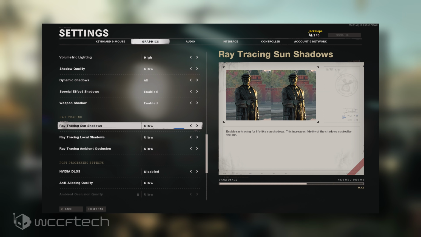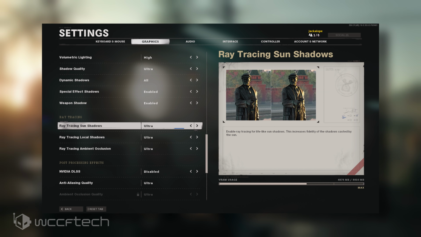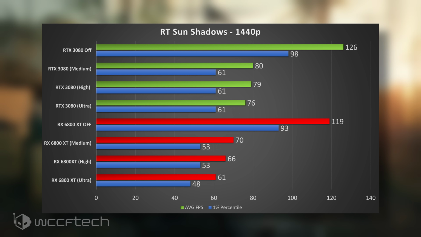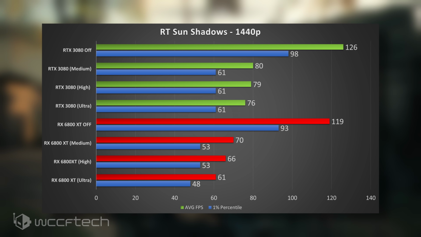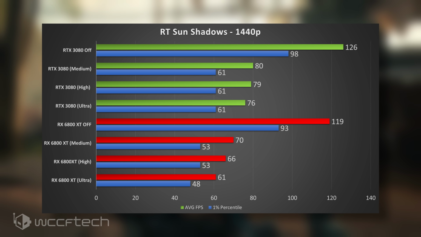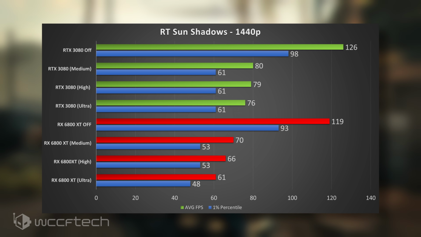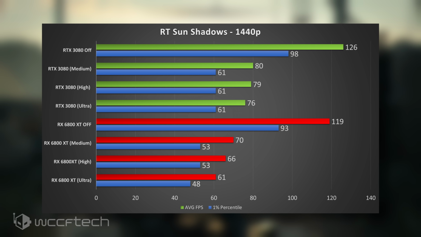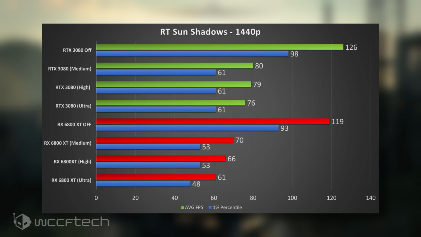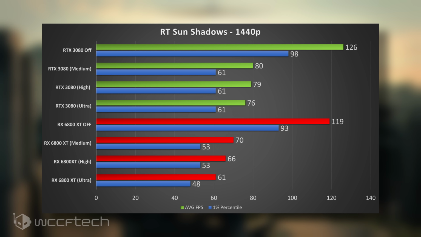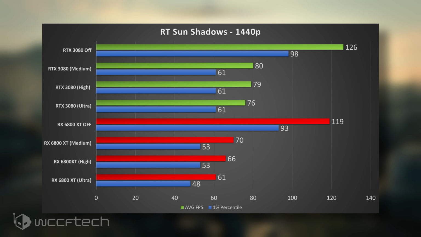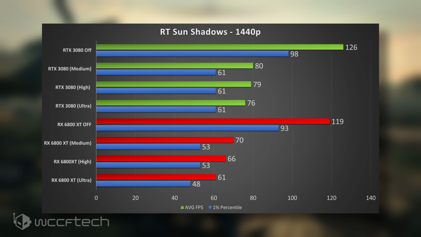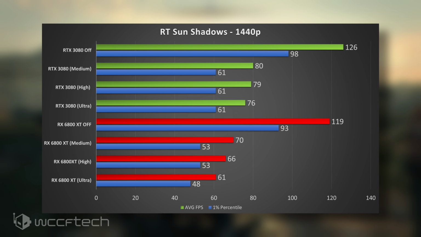So ray traced sun shadows. What kind of impact can you expect? Well, at 1440p, you can see here the 3080 and the 6800 XT both see a significant hit. However, you can see that the scaling from medium, high, and ultra on the 3080 isn't that big of a delta. However, over on the 6800 XT, if you run it at medium, you're still staying at 70 FPS, down from 119, and if you go all the way to ultra, you're dropping 9 FPS, which is pretty substantial at that point.